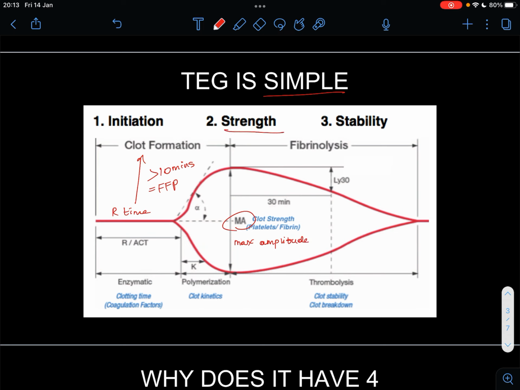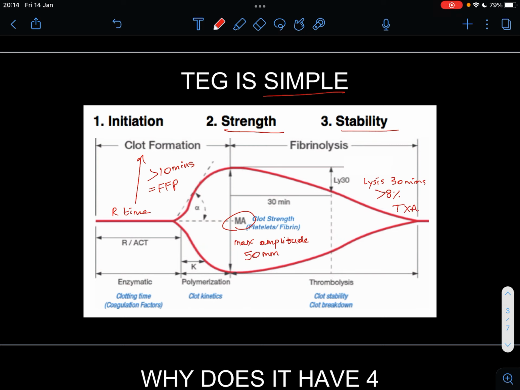So the maximum amplitude is all about clot strength, and that should be 50 millimeters. If it's less than 50 millimeters, your patient's going to need something to help them have a firmer clot, so platelets essentially. If the maximum amplitude is less than 50 millimeters, your patient needs platelets. Next thing is the stability. So something called the Ly30 time, which is how much your clot has lysed, so lysis, after 30 minutes. If it's more than 8%, they need TXA, tranexamic acid.